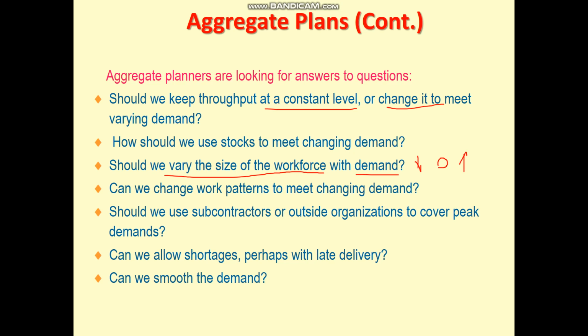Should we do that? Or should we extend our capacity, like we use a subcontractor, or we use an outside organization to cover the peak demands, or should we ask our full-time staff to do overtime? And also, should we allow the shortage, perhaps with late delivery, or what can we do to smooth the demand? So those are the basic questions we try to answer when we make the aggregate plan.